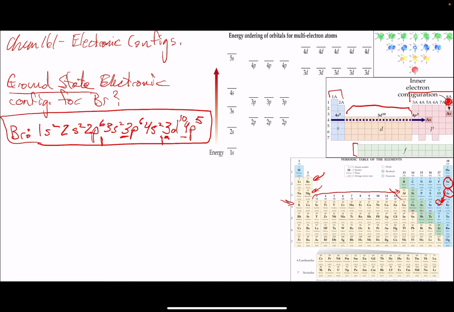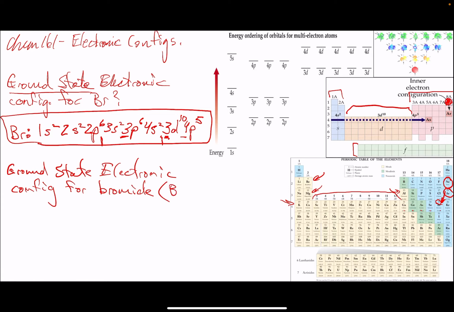Now, the next one I'd like you to try to think about, and again, you can look at doing the electronic configuration for an ion. So we'll look at doing this for bromide, which of course is Br minus. So try to do the electronic configuration for the ground state of this ion, repeating what we know from the neutral bromine, but of course respecting the idea that we have a charge here now. Resume the video when you're ready.